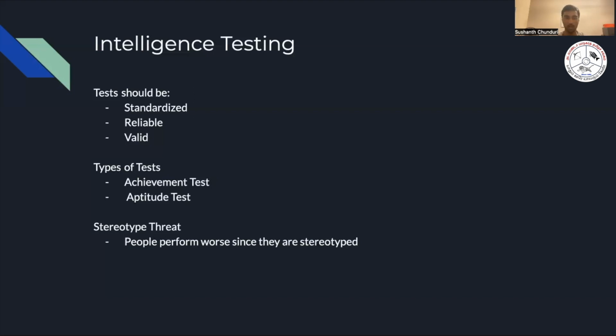Stereotype threat is when people sometimes perform worse since they're stereotyped. So if a person is stereotyped to behave a certain way, then they might perform that way, and that leads to incorrect test results. Sometimes that can hurt standardized tests because they're not measuring accurately, since people are stereotyped.